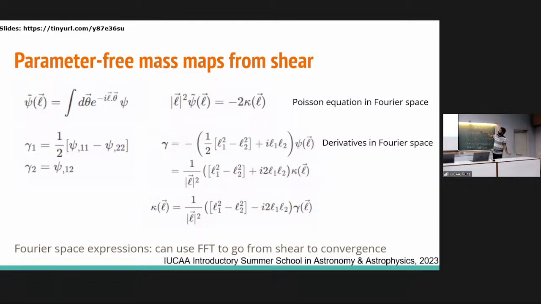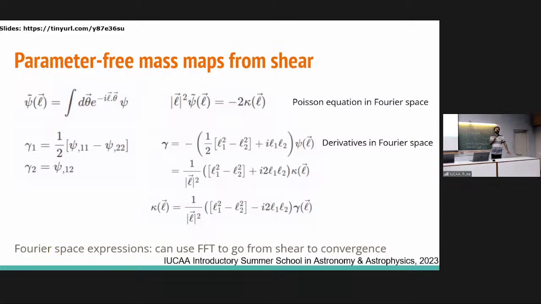Good. Now, if you remember the relation between psi and kappa, which is what we are after, these 2 things are related by the Poisson equation. So you take the Laplacian of psi, it gives you 2 times kappa. When you take the Laplacian in Fourier space, it becomes very simple. It becomes mod L square times psi of L is minus 2 times kappa. So now this Laplacian simplifies in Fourier space. So that's the reason why we are doing this. So this is clear, right?